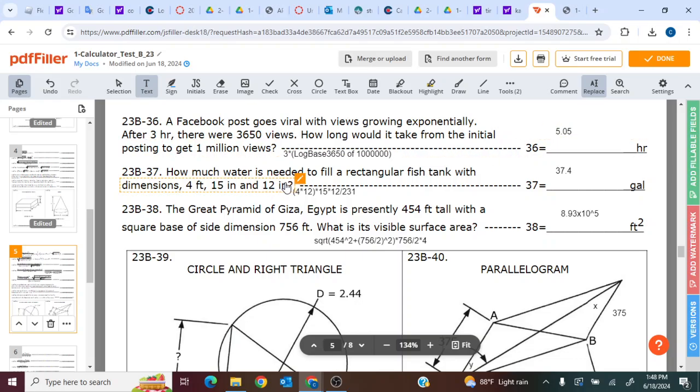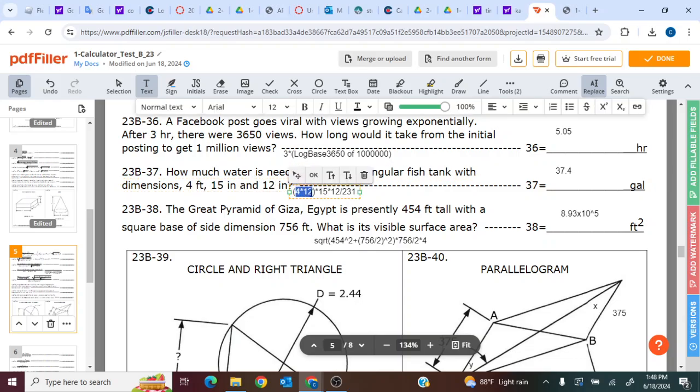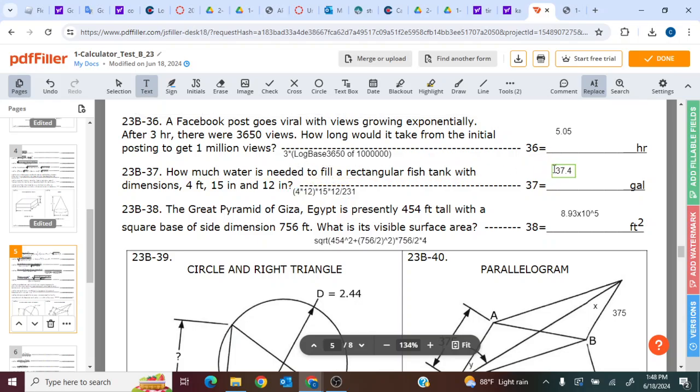37. How much water is needed to fill a rectangular fish tank with those dimensions? Well, first off, convert all these to inches. So 4 feet goes to 48 inches. Multiply them all together and divide by 231 to convert from cubic inches to gallons. If you do that, you get 37.4.